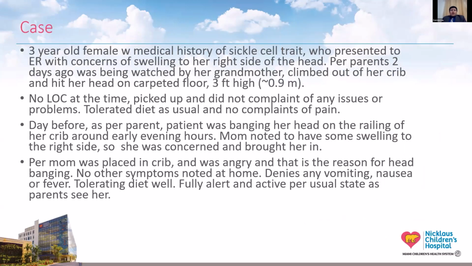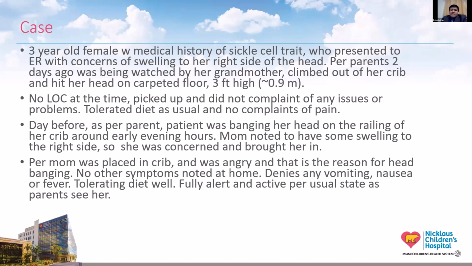So just to go ahead, we'll start with the case. It was a 3-year-old female who had a history of sickle cell trait. She presented to the ER initially with some swelling on the right side of her head. The parents stated that 2 days prior to her presentation, she was watched by the mother. She climbed the crib and fell over the crib and hit her head on the floor. The crib was about 3 feet high, which is about 0.9 meters. She did not experience loss of consciousness. They picked her up. She had no complaints, no problems. She was eating okay. So they didn't think much of it, they said.